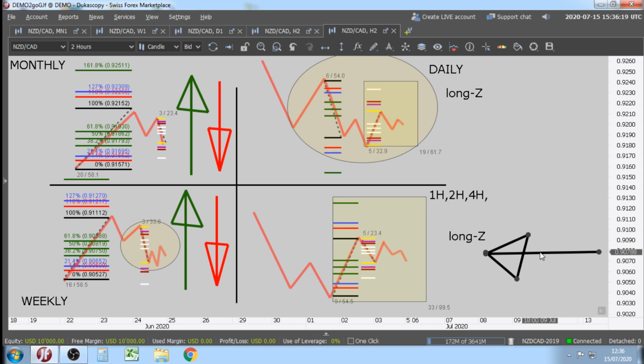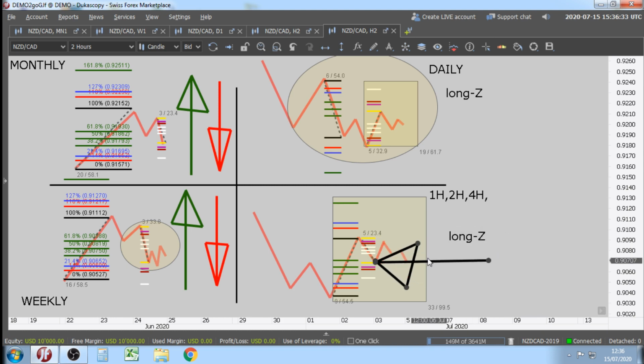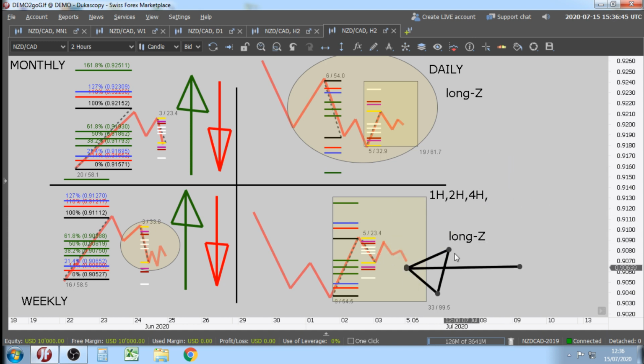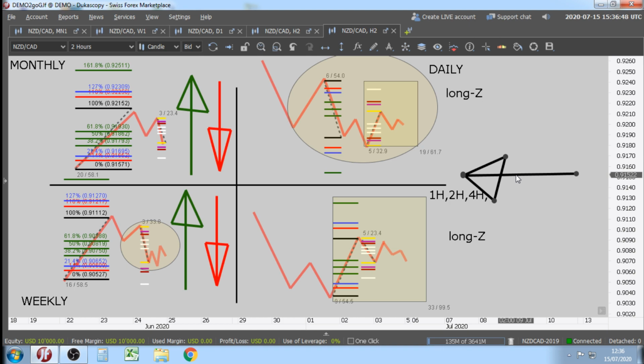Miguel says, I wrote this a while ago, the contrarian on the 2-hour coincides with the original of the daily. The contrarian on the 2-hour coincides with the original on the daily. No sir, it does not. No, Miguel, the contrarian on the 2-hour, it does not. I'm going to show you. This is not the same, Miguel.